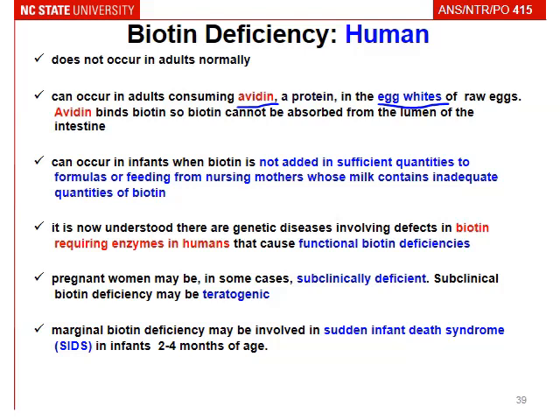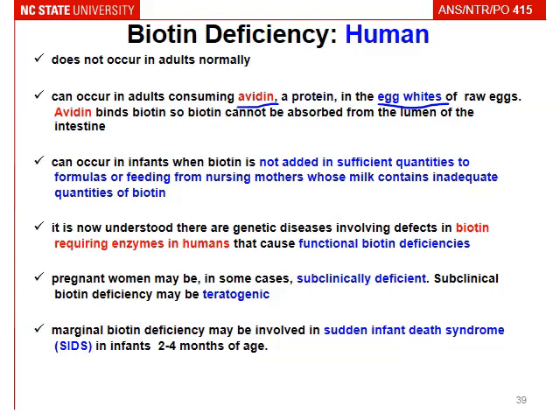Pregnant women can be subclinically deficient, and a lot of times that takes care of itself. Pregnant women should be taking a prenatal vitamin to make sure they have adequate amounts of all these B vitamins that are critical to them and the fetus.